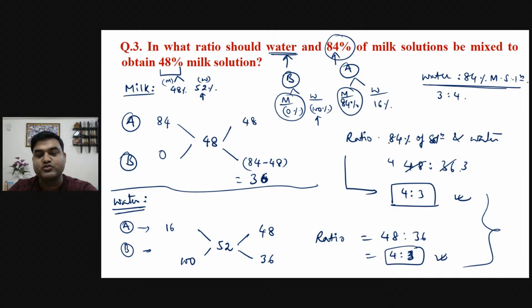What I have written is the ratio of the milk solution and water, right? So that is why I'm writing 4 is to 3, and she is writing 3 is to 4. So either is right. However, the question is asked, that way you have to give the answer. In the options they will specify water is to solution 1 or solution 1 is to water. Hope everybody has got it.